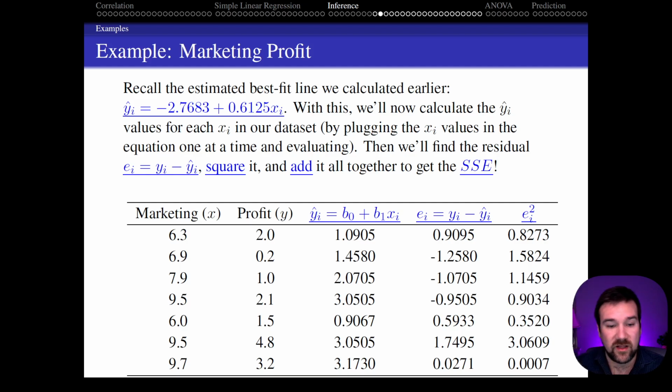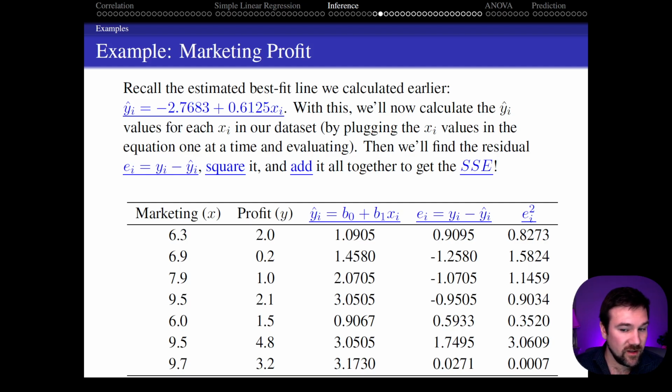For the fourth column, I'll take the y value in the first row, 2, I'll subtract the y hat value in the first row, 1.0905, and I'll just hit enter on my calculator and get whatever difference that is. In this case, that number is 0.9095, and I'll do that for each observation in my sample.